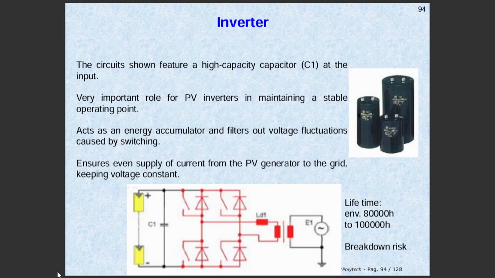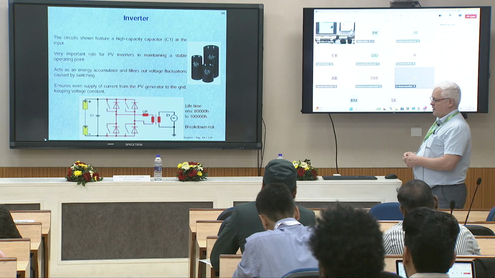The inverter is very important. It's an electronic device that allows us to maintain a quite stable operating condition. To maintain a quite stable operating condition, it integrates in itself some capacity, okay? So as to avoid all the fluctuation.